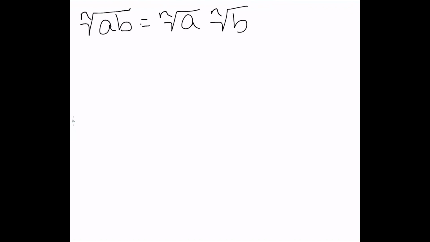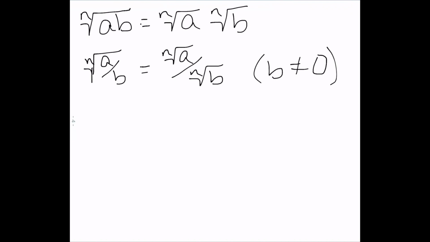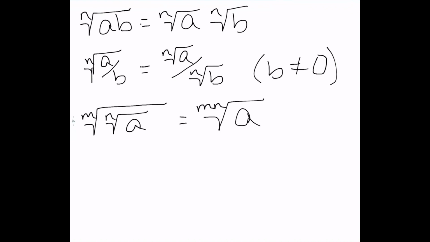And since there's one for products, there's also one for quotients. The nth root of A divided by B is the nth root of A over the nth root of B, provided B is not equal to 0. So if I want to take a root of a fraction, I can just take the root of the top divided by the root of the bottom. A root of a root, so the mth root of the nth root of A is the mnth root of A. So if I want to take the root of a root, I can multiply the index of that root.